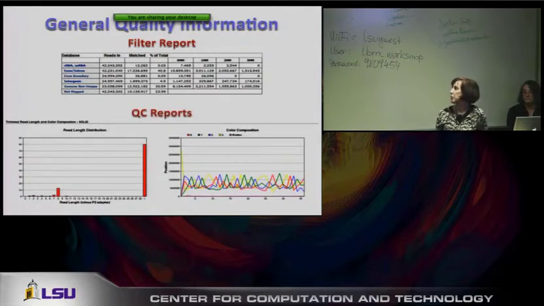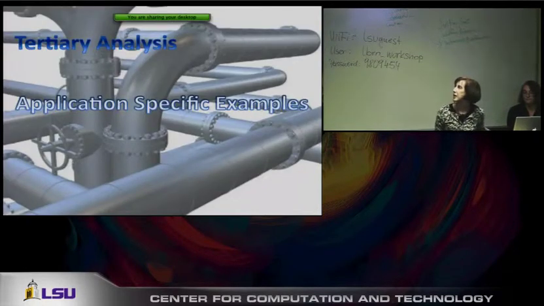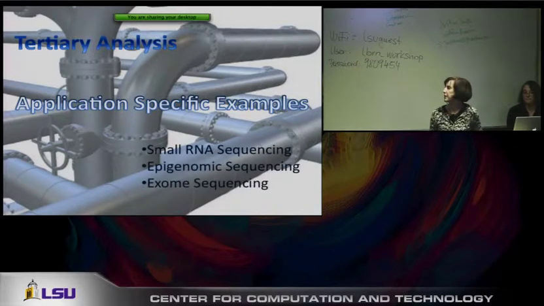Additional QC reports that we might like to see would be a read length distribution and also the color composition across the length of our fragment. So now I'm going to give you just a few application-specific examples of tertiary analysis. So I'm going to show you small RNA sequencing, epigenomic sequencing, and exome sequencing.